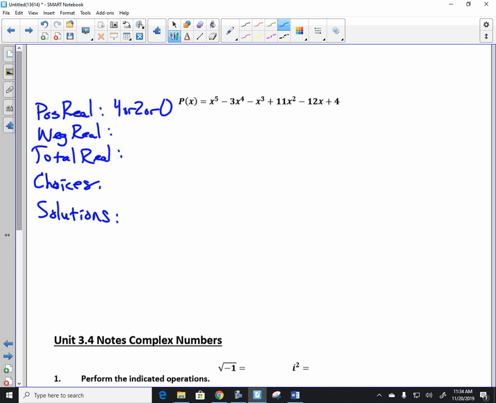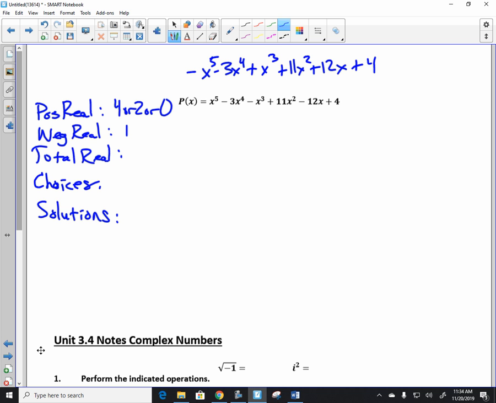I like that. Got to do p of negative x. I get negative x to the 5th. Then what? Minus 3x to the 4th. Then plus x cubed plus 11x squared plus 12x plus 4. How many sign changes? 1.